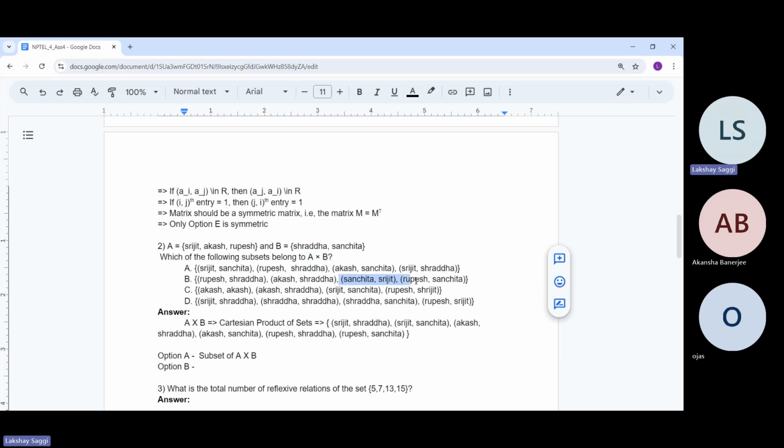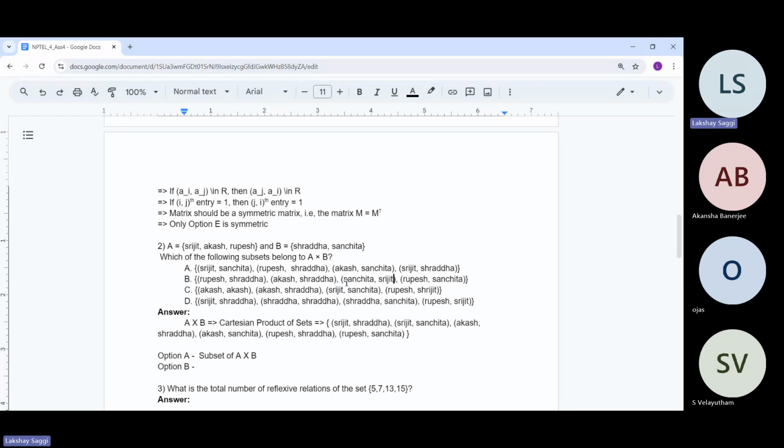Here, Sanchita, Srijit actually belongs to the set B cross A, because the element of set B comes first and then the element of A comes. But this is not what we want. What we want is that the first element should be from set A and the second element should be from set B. So this element, Sanchita, Srijit, does not belong to the set A cross B. Even though one might think, oh, Sanchita and Srijit are both present here also, so why does their ordering matter? But it matters. This is because this is how the Cartesian product of sets is defined: the ordering is also important.